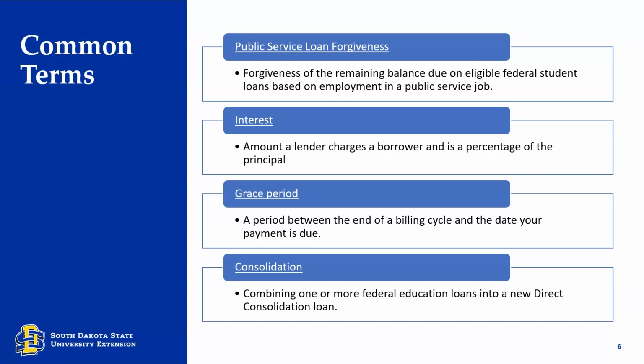Consolidation is combining one or more federal education loans into a new direct consolidation loan. I'll talk more about consolidation, but this is an option that can really help individuals manage debt. When individuals are reviewing their loans, they'll want to make sure they see the type of loan dispersed each year, and there may be different interest rates for each loan.